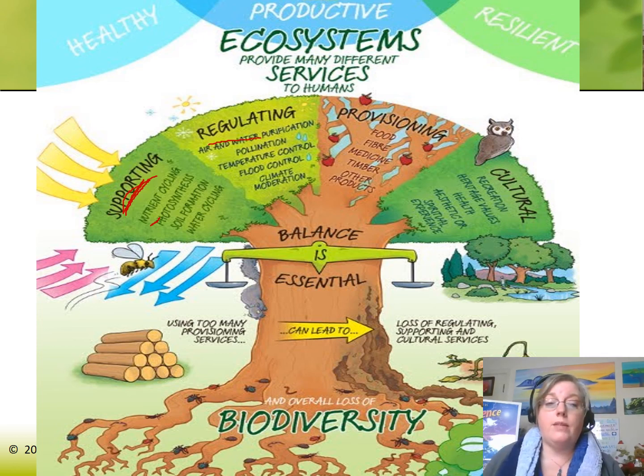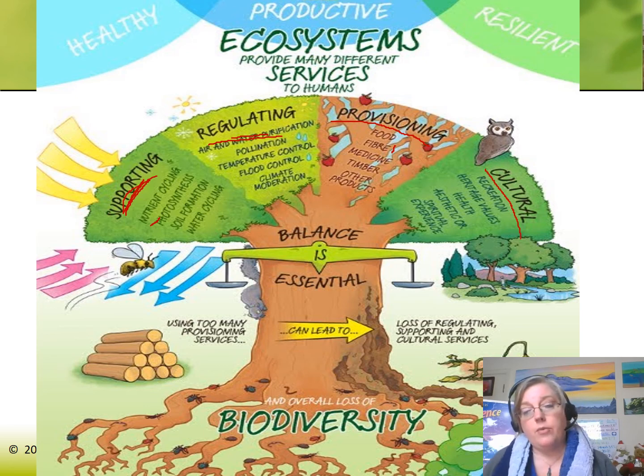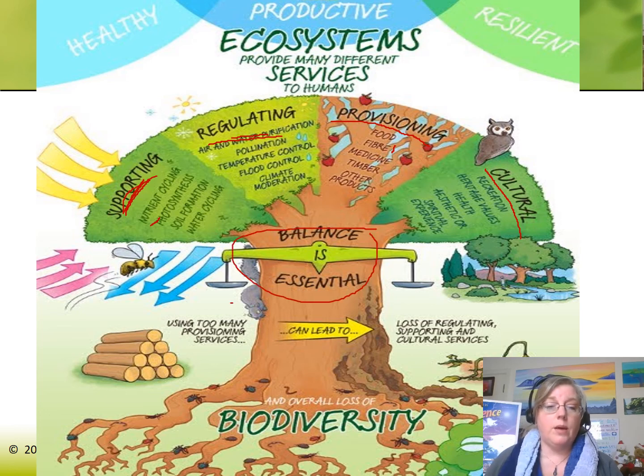Then regulating processes she does for us, okay, is the water and air purification, pollination, temperature control, flood control, climate moderation. There's provisioning that the Earth does for us, giving us food and fibers for clothes, and medicine and timber for building and other products. Then there's the cultural things that ecosystems provide for us, and that's relaxation and health and just having a good time in nature. And the balance, of course, is essential for that. So using up too many of them is going to lead to loss of the regulating and supporting and all of these functions that the Earth does for us.